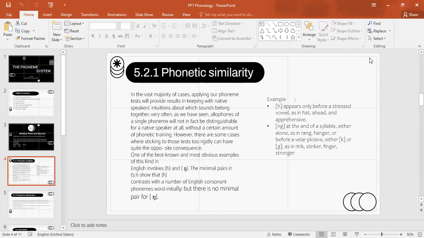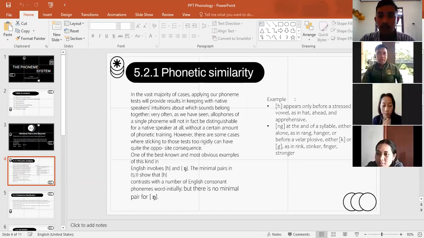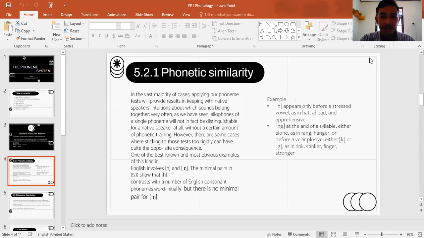I'm sorry, Okta, you are still muted. Sorry.